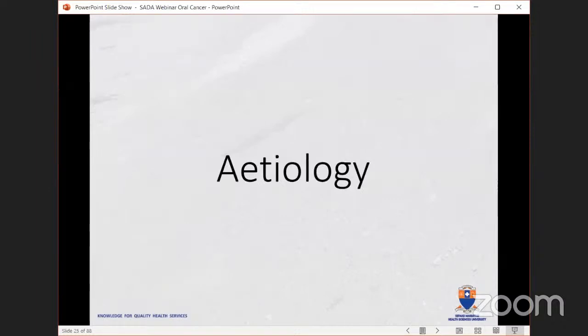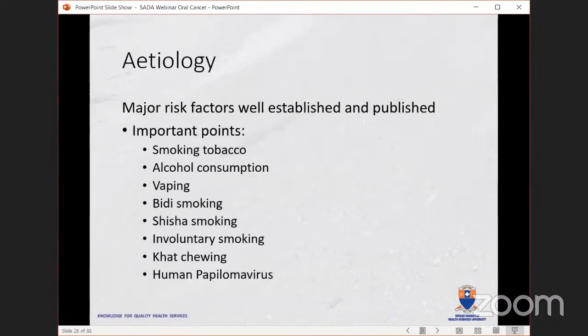Major risk factors for oral cancer are well established in the published literature. We cannot go into all of these as it's quite extensive, but some of the more important ones are tobacco use, alcohol use, and betel quid chewing.